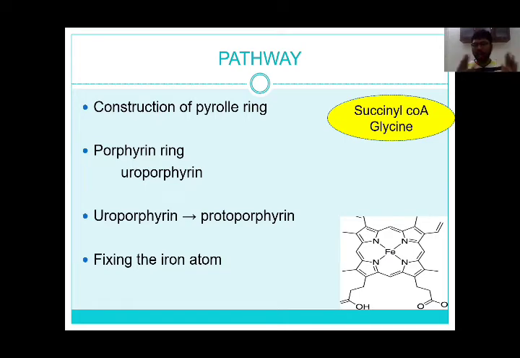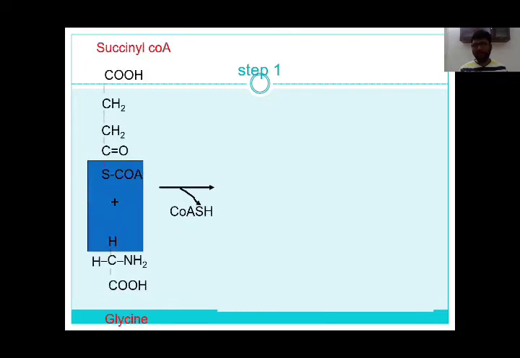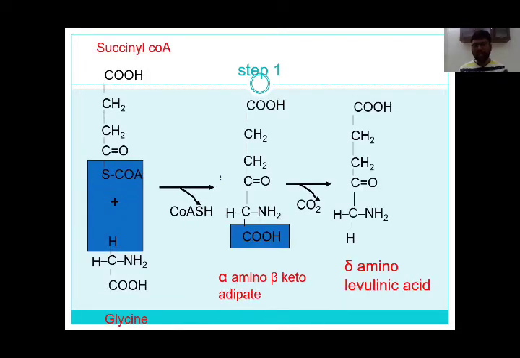So this is just an outline or overview. Now we will see in detail about each one of these parts. First we will see how to construct the pyrrole ring with succinyl-CoA and glycine. In the first step, the succinyl-CoA will condense with glycine to form an intermediate, which immediately loses its carboxyl group to form a product called aminolevulinic acid, which is shortly called ALA.